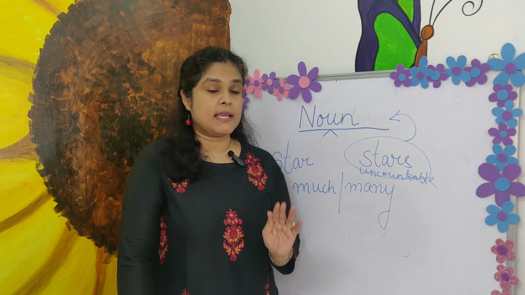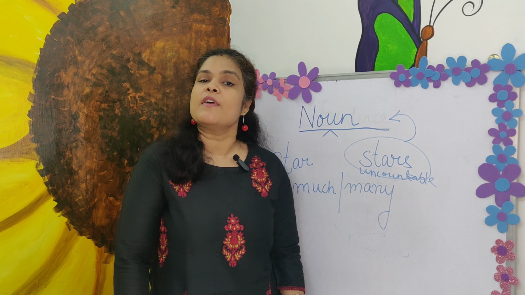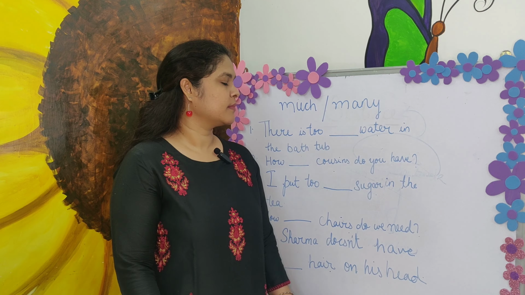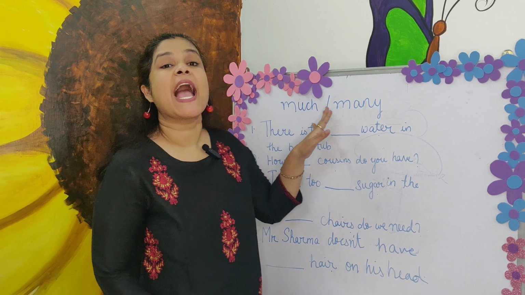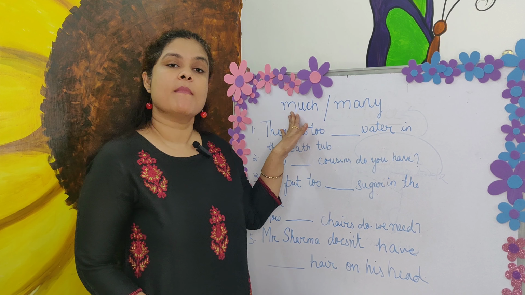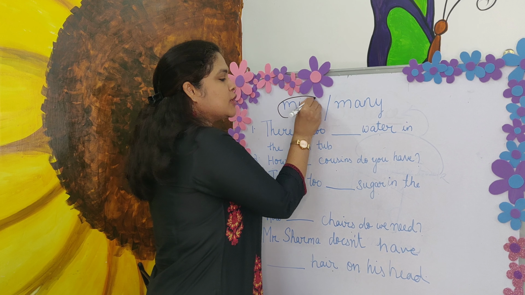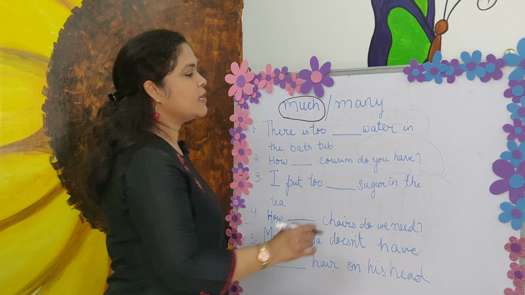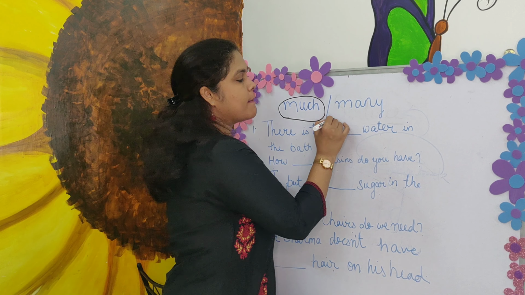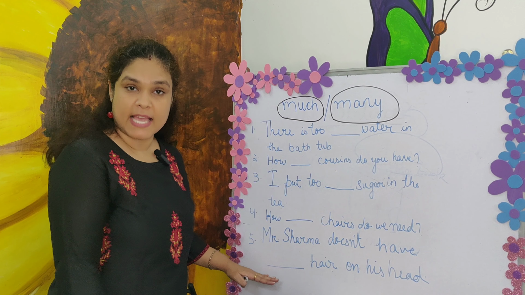Correct? So let us take some examples and try to understand the concept of much and many. Sorry, I said many and more, but it is much and many. Okay, so the concept of much and many also you have to understand. We use much when the noun is uncountable, and we use many when the noun is countable. हम इसको count कर सकते हैं. Ma'am has written 5 examples for you.